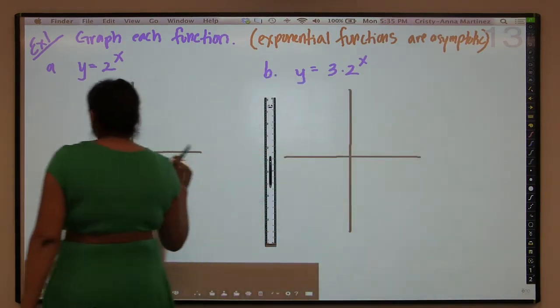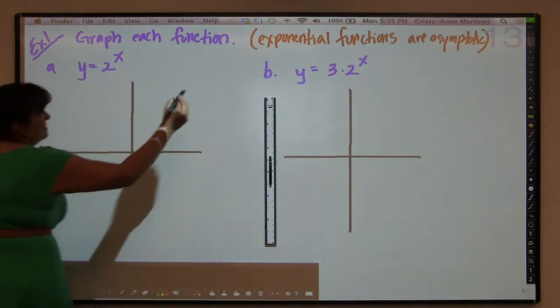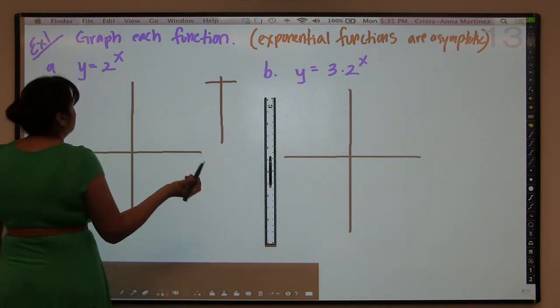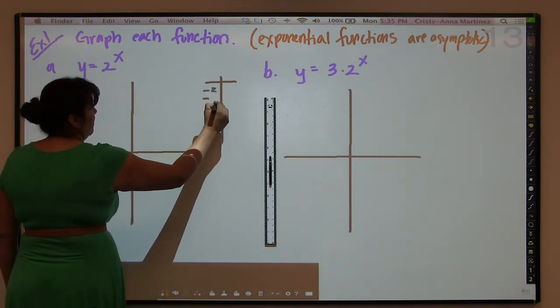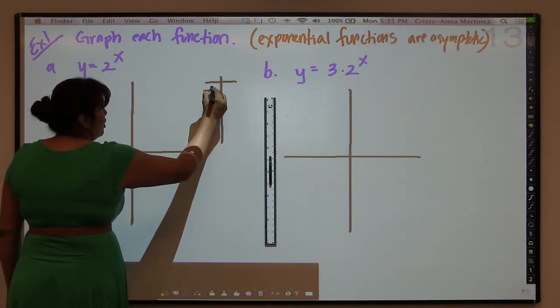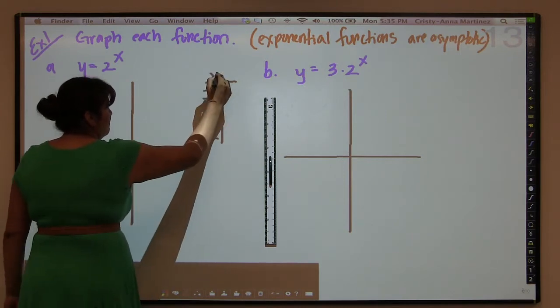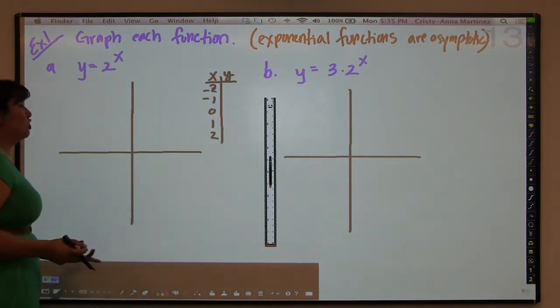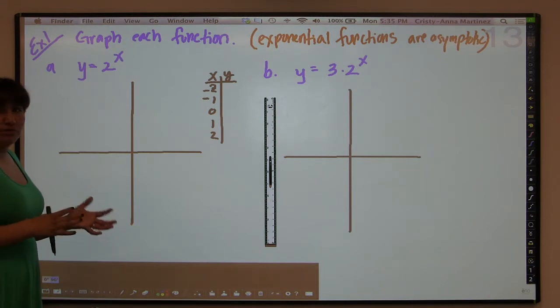Okay, so one of the things that you can do is make yourself a little t-table. And I'm just going to go ahead and put -2, -1, 0, 1, 2. You don't need 5 points, but for this very first example, I'm going to show you with 5 points, and then you can probably go to 3 points in the future.